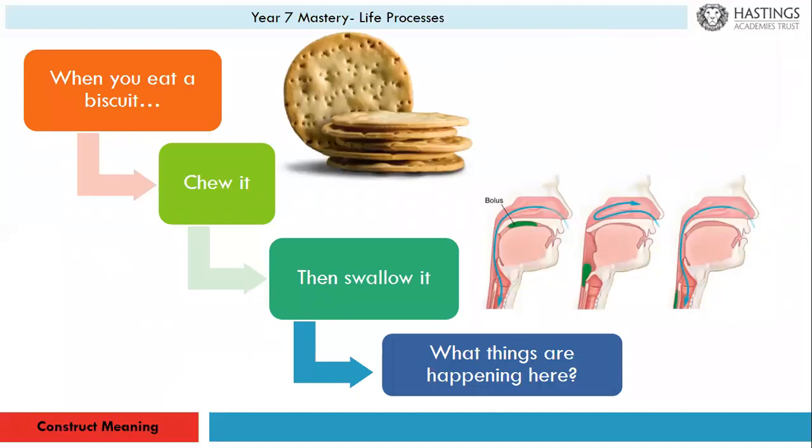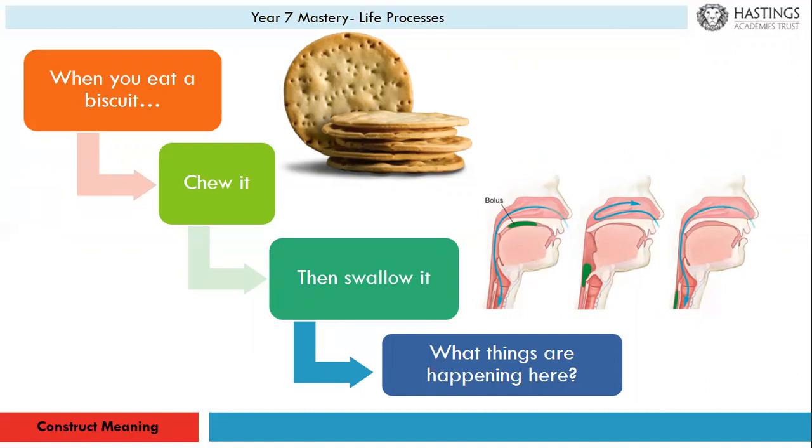Right, so when you eat or chew a biscuit, you would mechanically crunch it in your mouth, okay? So in your mouth, mechanical digestion begins, and you are chewing it and making it an easier shape to swallow. It becomes into like a little round ball called a bolus, okay?